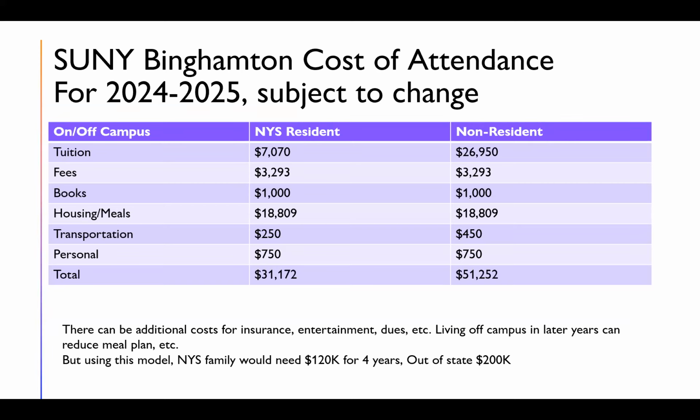The items that are not all listed here would include things like insurance. Every student needs to have health insurance, whether you're covered by the plan at home or the school will offer you one. So if we use this model, any student who's a New York State resident would need to pay $120,000 for 4 years. And if you're an out-of-state student, you would pay closer to $200,000.